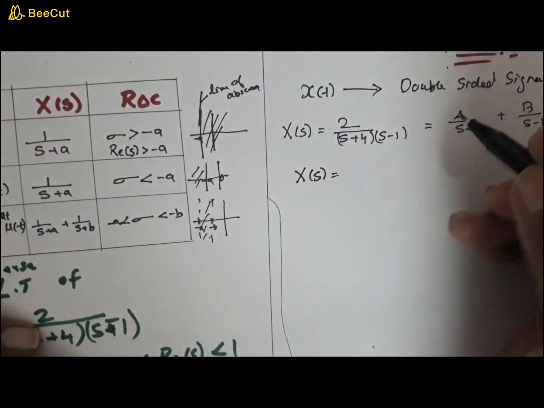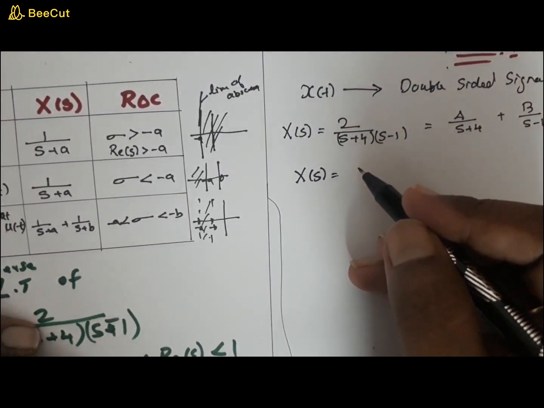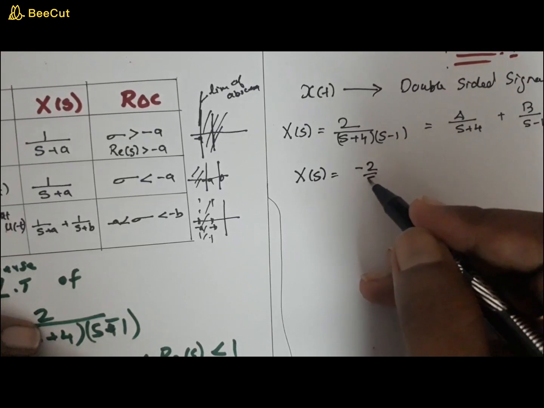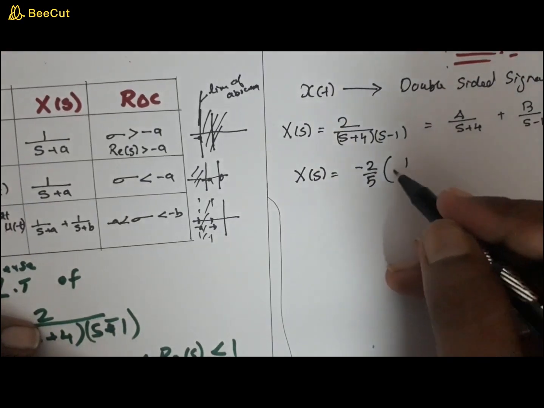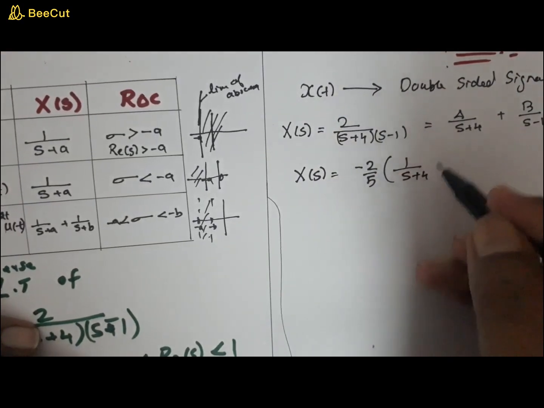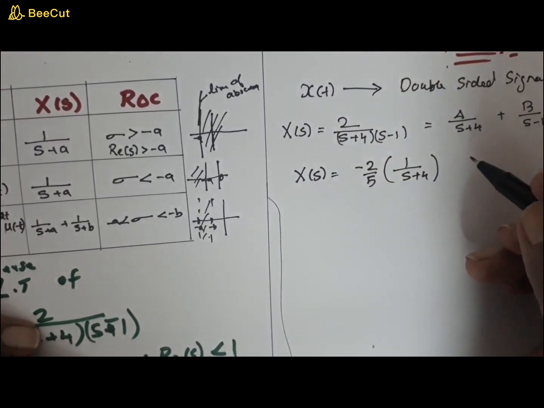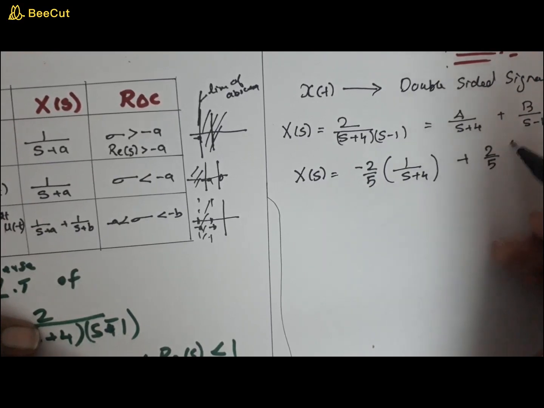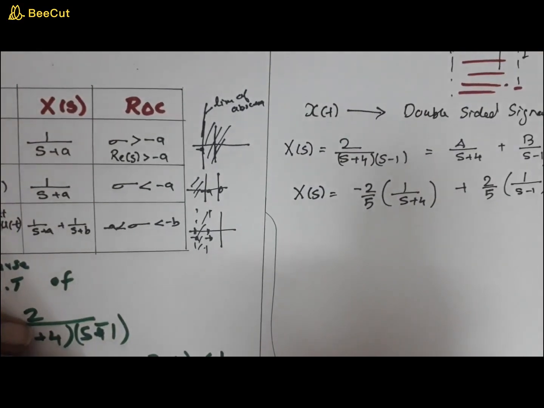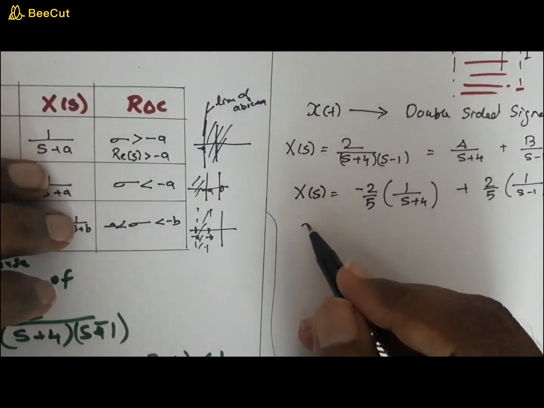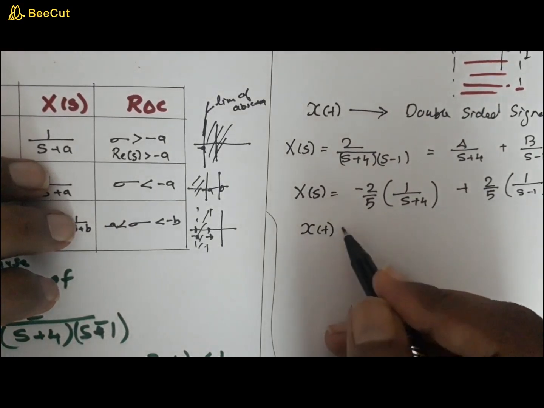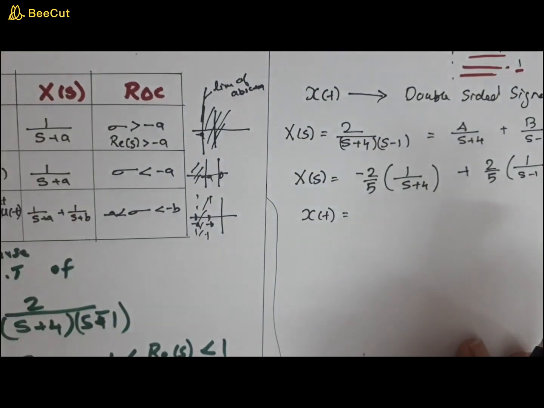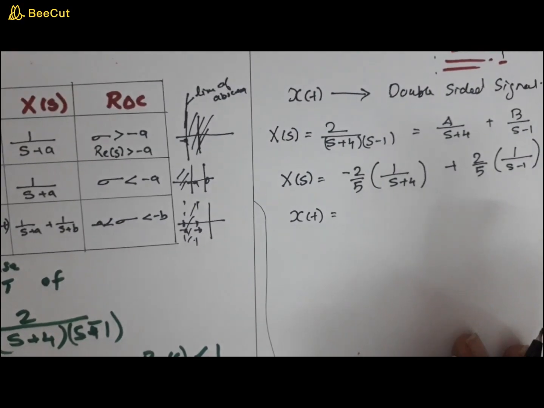You will get a to be minus 2 by 5. So this becomes minus 2 by 5 into, I am going to write like this, 1 by s plus 4, while b you will get as 2 by 5. So this will be 2 by 5 into 1 by s minus 1. Okay, now how will you find the inverse? As you know how to find the inverse, if you have really studied the 10th video.